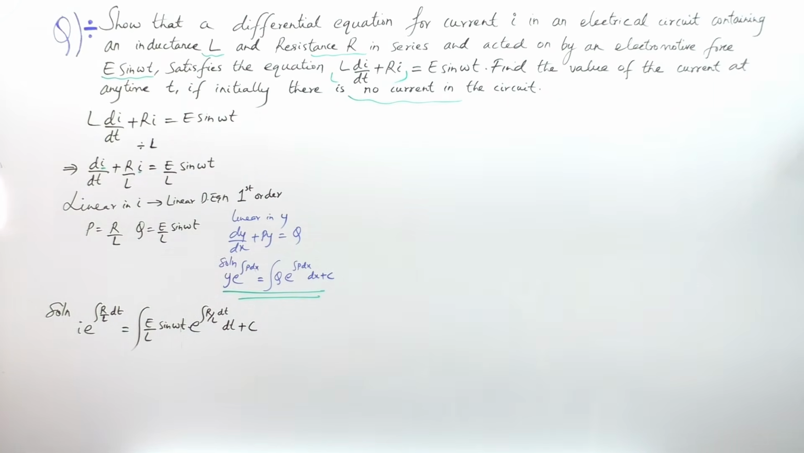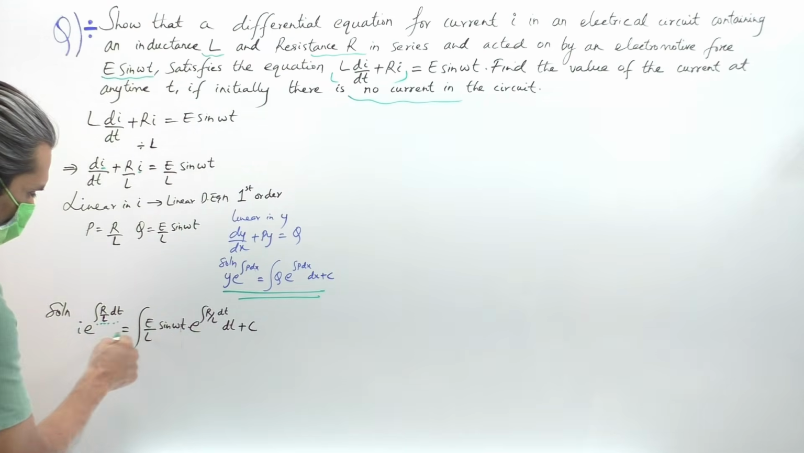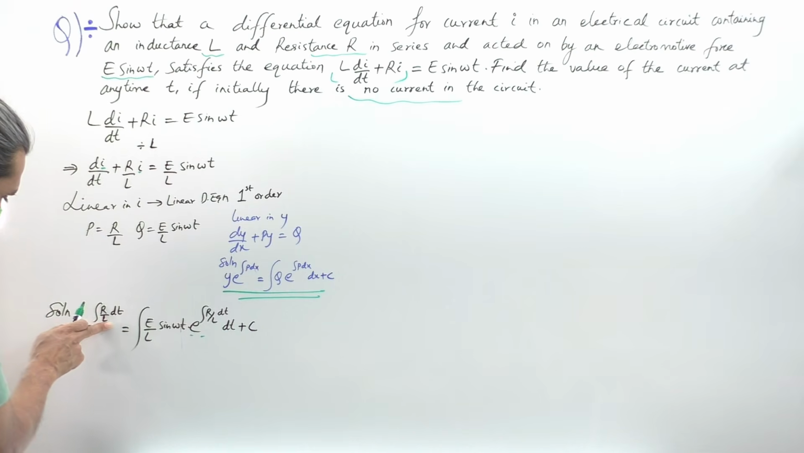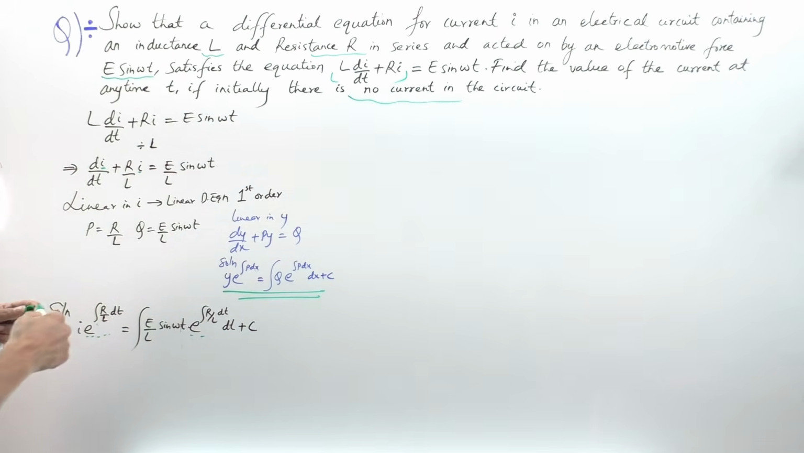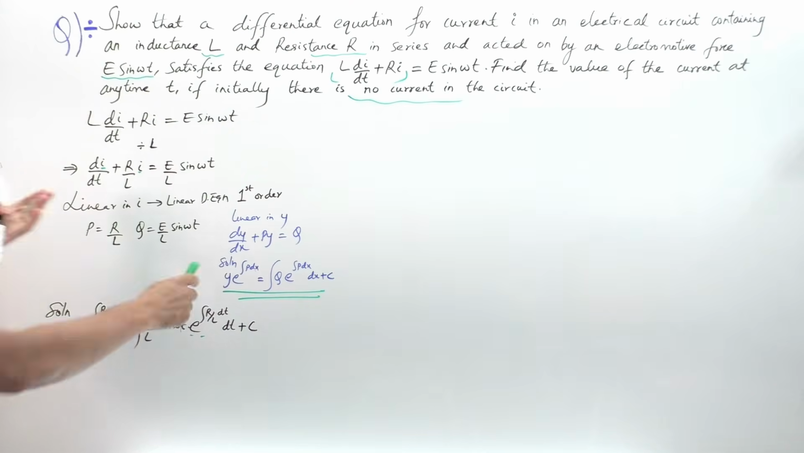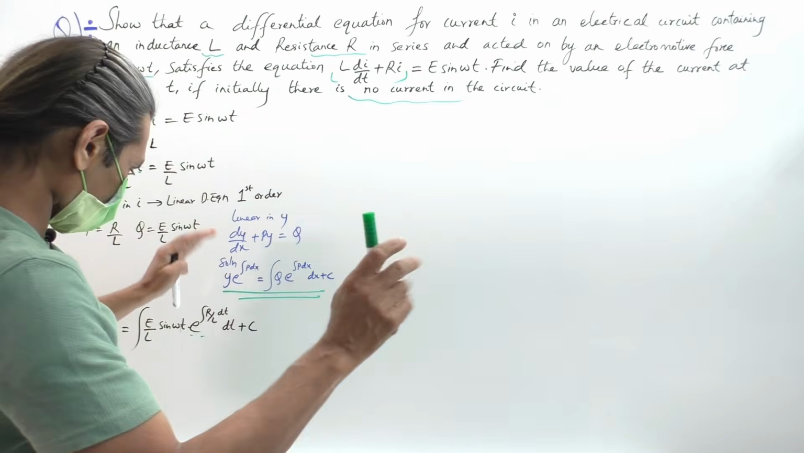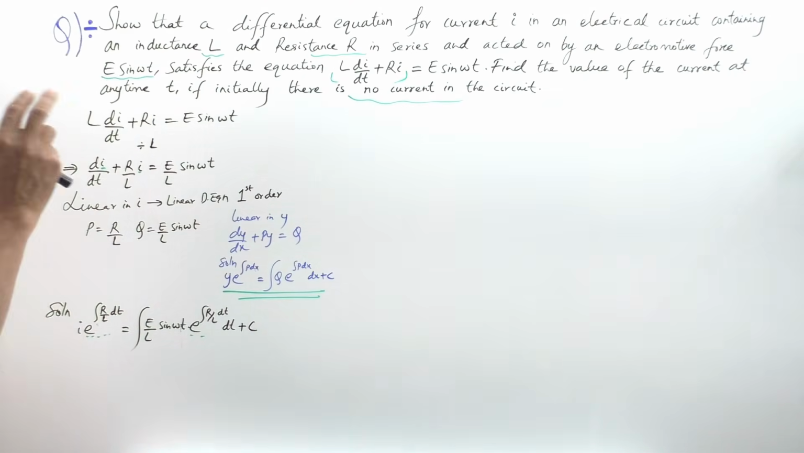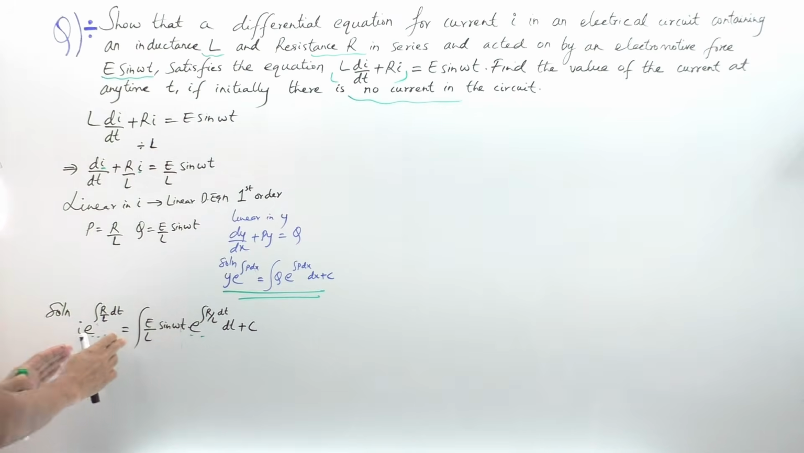So let's solve this. First, in this solution, I will find this factor, e raised to integration of R by L dt, and put it here. So let's find it first and then put it here. It will be very easy for us. So it's linear in I, we found P and Q, we put them in the solution. Now let's find this factor.